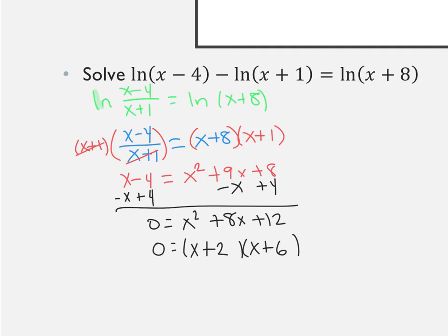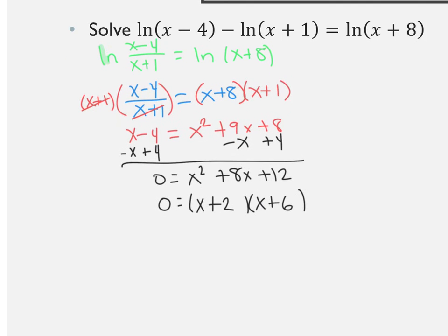Now we're ready to set each factored piece equal to 0. So x plus 2 equals 0 and x plus 6 equals 0, or x equals negative 2 and x equals negative 6.